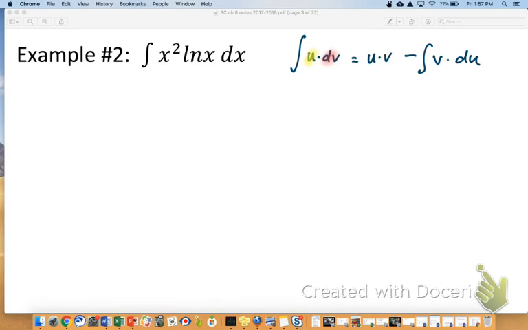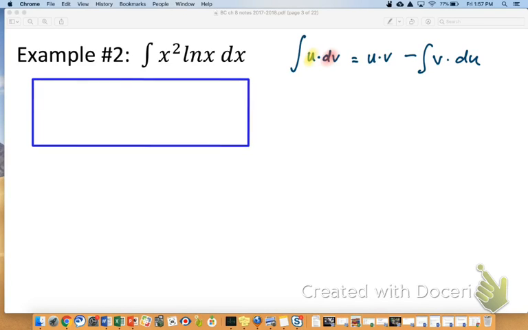Let me do something here. Okay, so what I'm suggesting we do is essentially set up an organizer. Like so. And I'm going to make my u be up here and my dv down here, so that my lower level is like derivatives, upper level is like the antiderivative of the derivative, or like the regular function. Does that make sense?